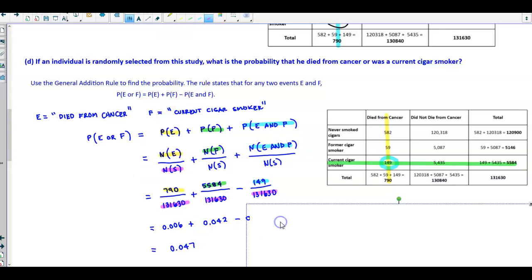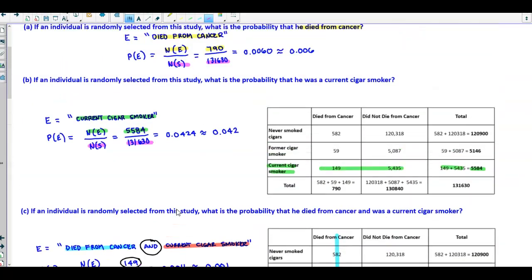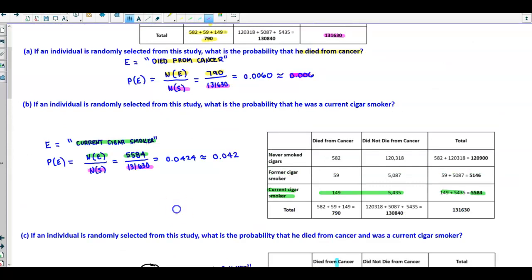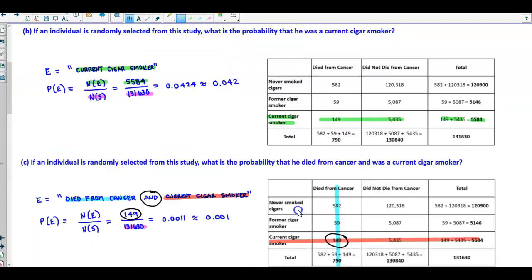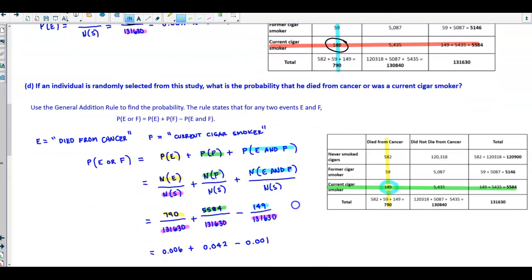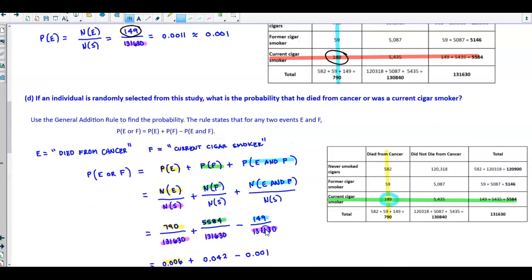Now all we've got to do is go back and look at what we found. Well, what do we get for 790 divided by 131,630? Well, if you notice here, we got this answer, 0.006. You go ahead and highlight it with the yellow there. So therefore, we got 0.006. So just use your results from the previous answer.